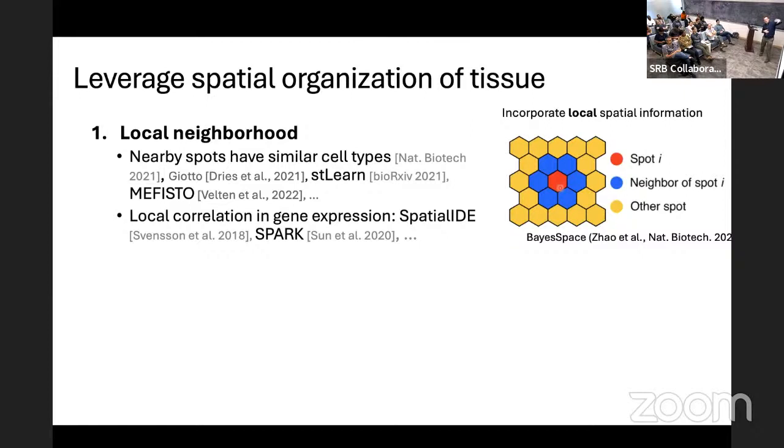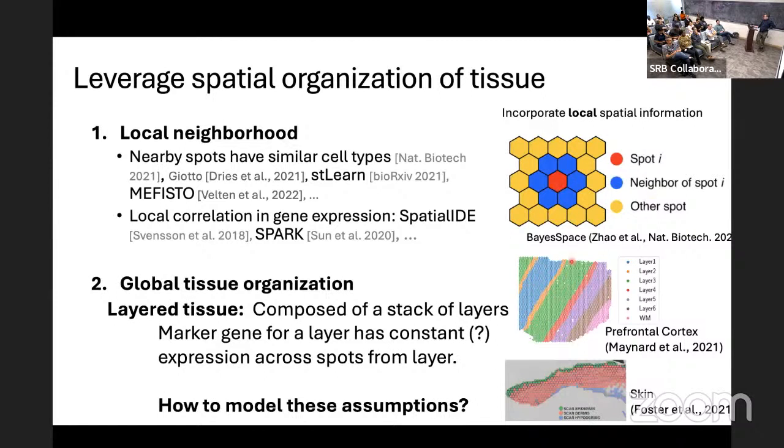There are a bunch of ways you can do this, various types of correlations and Markov random fields, and these days various types of graph neural networks to model these local correlations. We were interested in these tissues that were layered because we were looking at these prefrontal cortex tissues and they had these very distinct layers.